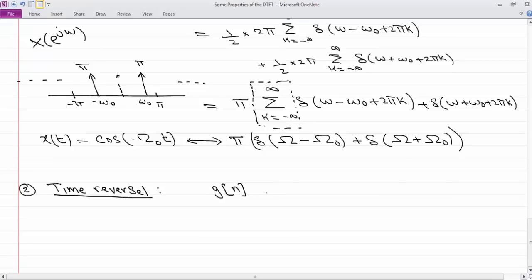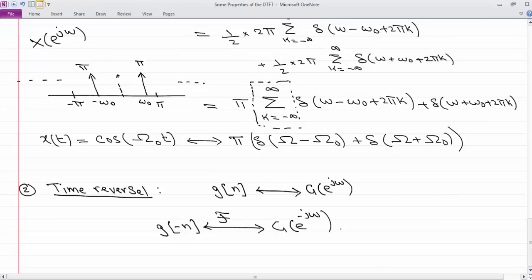So suppose you are given a sequence g[n], which has a Fourier transform G of e to the j omega, and you reverse that signal. So you flip it around its axis, g of minus n. For example, you had a song and you just flipped it backward, right, around the origin. And if you look at its Fourier transform, that is equivalent to flipping the Fourier transform around the frequency axis.